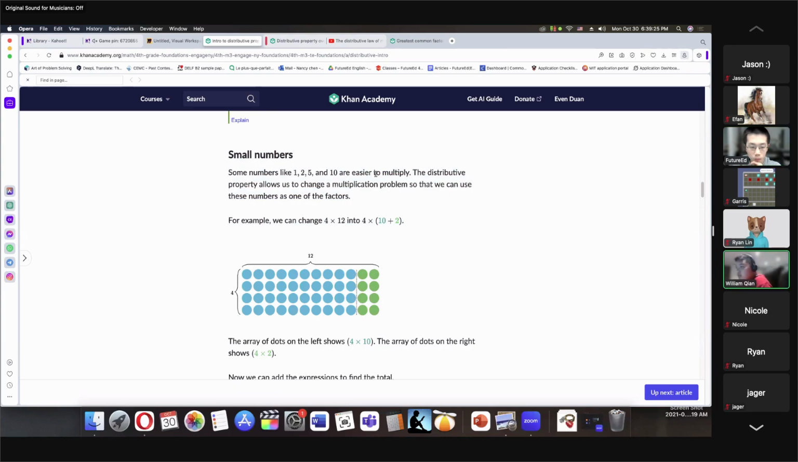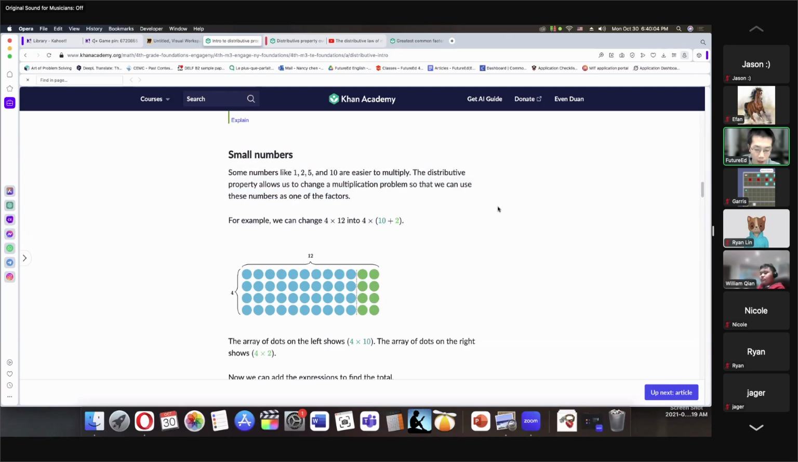Some numbers like 1, 2, 5, and 10 are easier to multiply. The distributive property allows us to change our multiplication problem so that we can use these numbers as one of the factors. For example, we can change 4 times 12 into 4 times parenthesis 10 plus 2. Thank you, William. So we see how we broke the 12 into 10 plus 2, because 4 times 10 is pretty easy to do, and 4 times 2 should also be pretty easy to do.